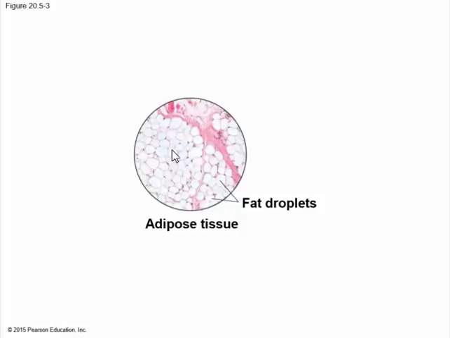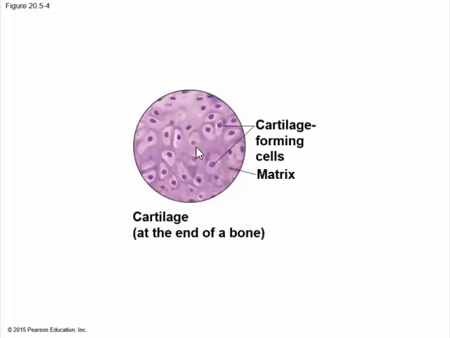Adipose tissue stores fat. What you're seeing in this view is just fat droplets. The nuclei are pushed over to one side. And cartilage is embedded in a rubbery matrix, which is reinforced with collagen and elastin. Cartilage is found at the ends of long bones.